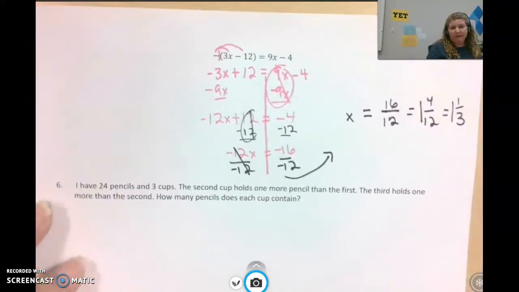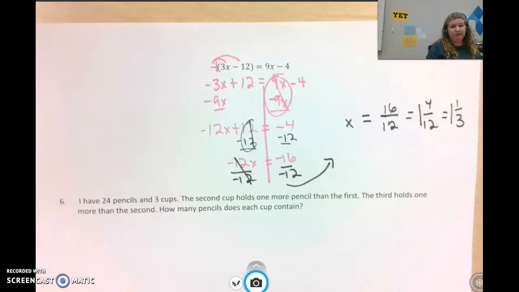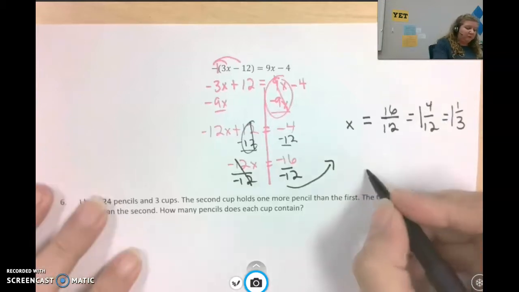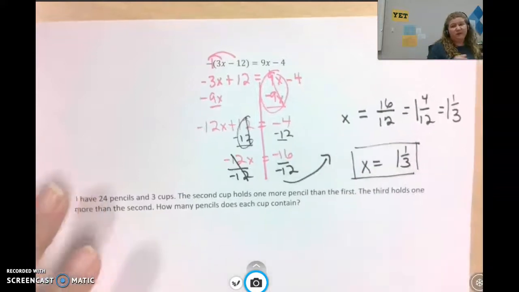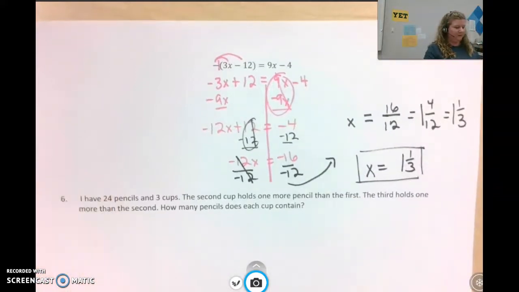It's okay to have fractions as your answers. I know it might feel uncomfortable, but it's okay. In the real world, we usually do end up with rational numbers. Things rarely work out perfectly.